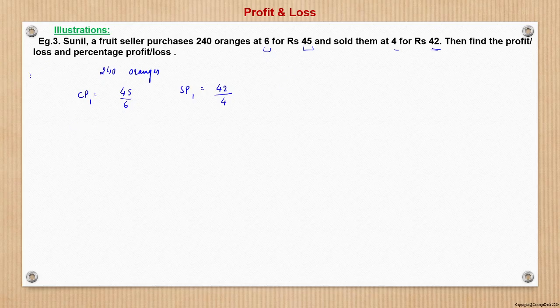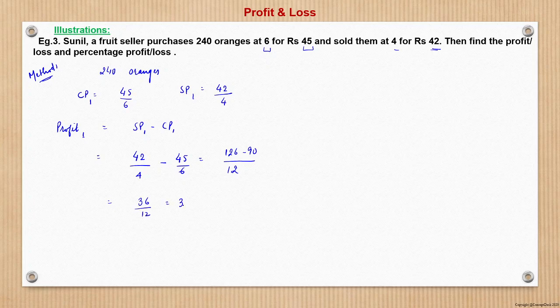Let us solve by method 1 first. So CP of one item is given, SP of one item is there. So what is the profit over one item? That is nothing but SP1 minus CP1, where SP1 and CP1 represent the selling price and cost price of one item. So this is nothing but 42 by 4 minus 45 by 6. If we take LCM, this will be nothing but 12. So 126 minus 90. So herein we get 36 upon 12, which is 3. So profit for one orange is 3.